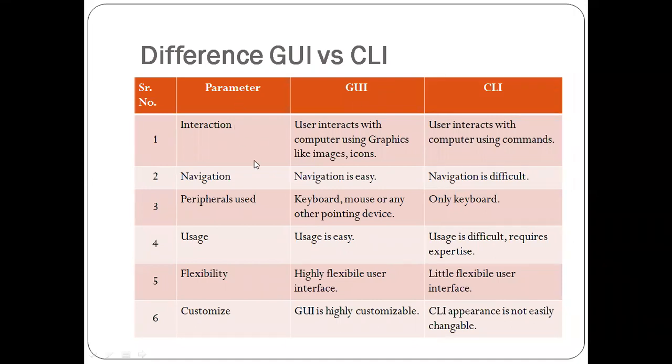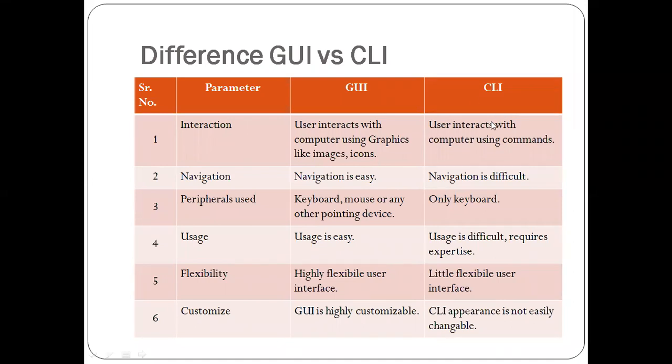The first parameter, when we compare our graphical user interface with the command line interface, is the interaction. The user interacts with the computer using graphics like images or icons. That means when you are going to open one folder, you will find the icon of the folder. That is a graphic, that is an icon that you are going to access.